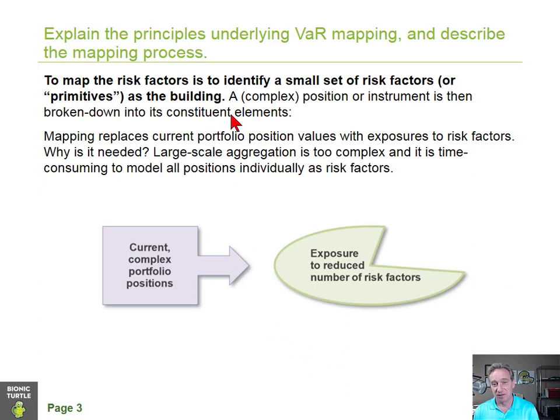So we start by explaining the principles underlying VaR mapping and describing the mapping process. To map the risk factors is to identify a small set of risk factors, or primitives, as the building blocks. So if there's a philosophy to VaR mapping, it's to translate the complexity of a position into something simpler by mapping to primitives, or a reduced set of risk factors. Of course, this is very symbolic, but this is really the essence of it.